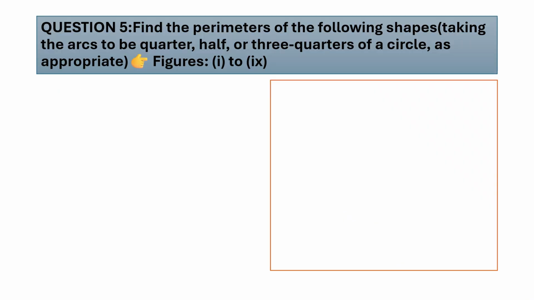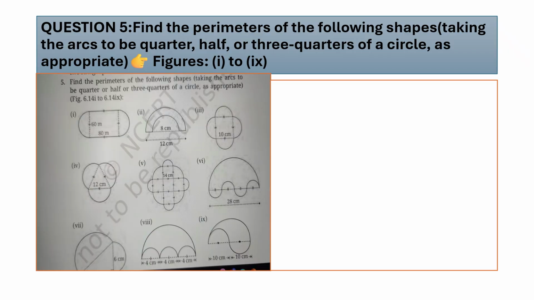Next is question number 5. Find the perimeter of the following shapes, taking the arcs to be quarter, half or 3/4 of a circle as appropriate. Figure 1 to 9. Children, you can see different figures here. Now we have to calculate the perimeter of all the shapes.